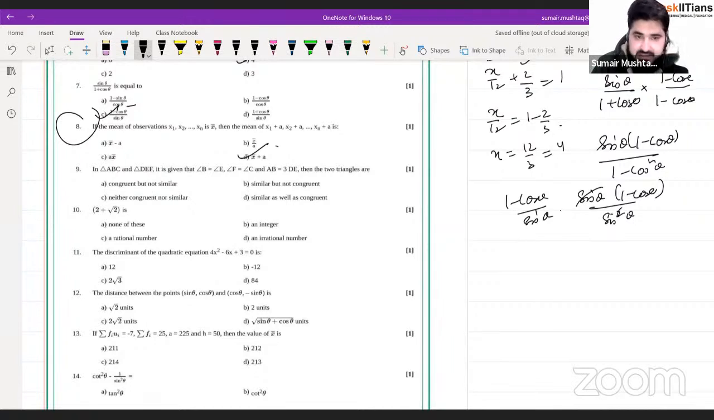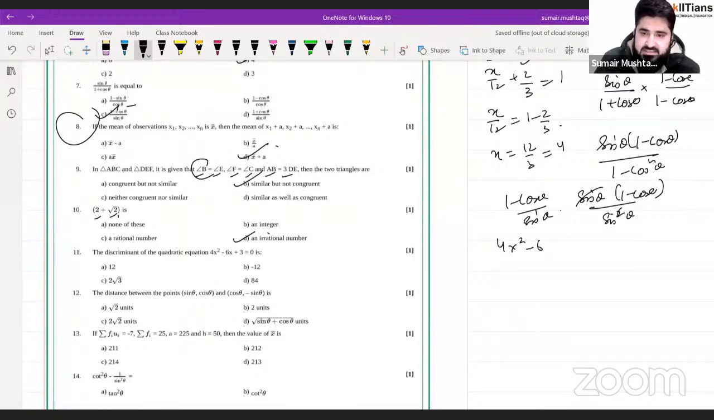See, two triangles are there. If angle B is equal to angle E, angle F is this, and AB is equal to 3 times AD, then the two triangles are similar. We can't say they are congruent, but by AA property they can be said similar. Okay, they can be said similar, but not congruent. Okay, this is one more question, the 10th question. This is a rational, this is an irrational, and the sum of a rational and an irrational number will be an irrational. Simple.